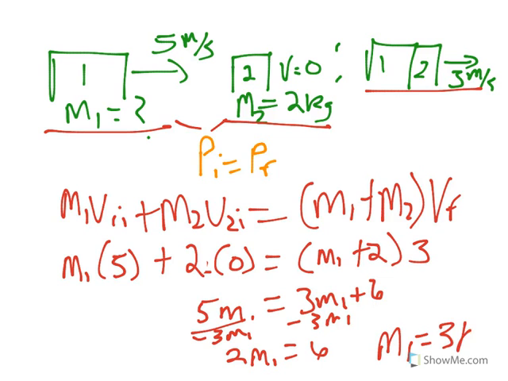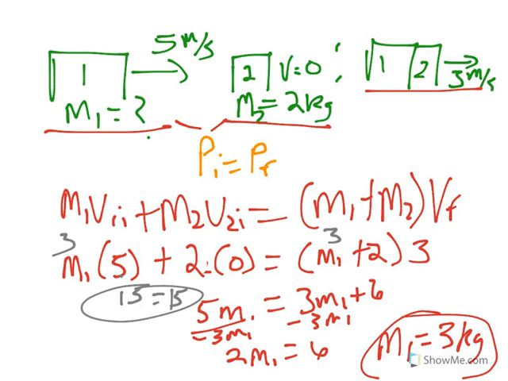3 kilograms. Now just to check if that worked, let's plug it back in up here and see if it works. Let's see, 3 plus 2 and 3 here. So 3 times 5 is 15, and 3 plus 2 times 3: 3 plus 2 is 5, times 3 is 15. So it worked out. Everything worked out good. Momentum initially equaled momentum finally. Inelastic collisions. This is also how you would work it out, how to find the mass if you didn't have the mass. Okay?